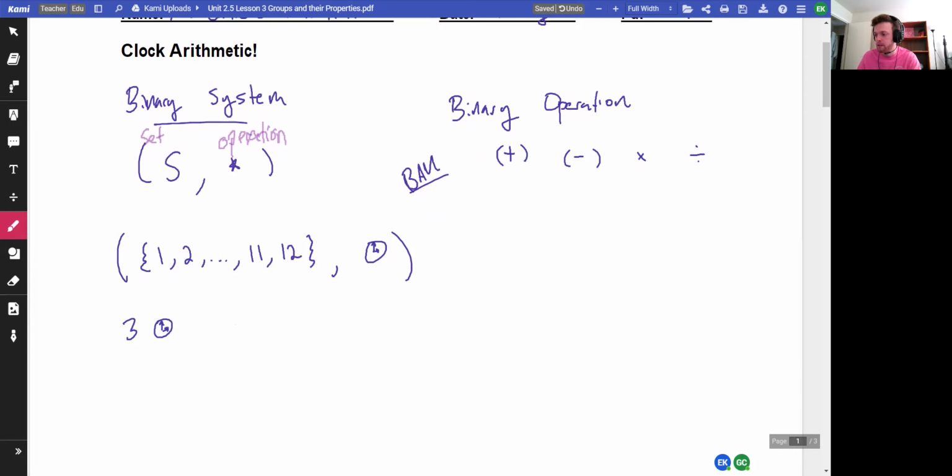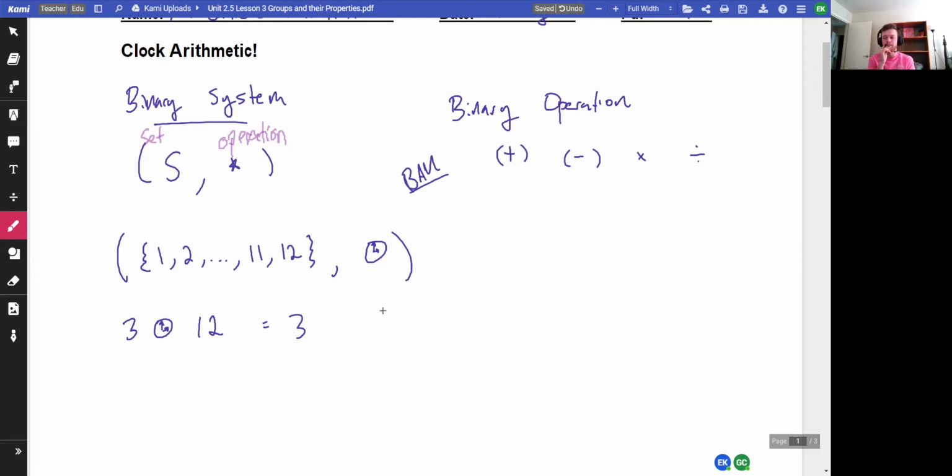My computer lagged a little bit. 3 clock 12. So you start at 3 o'clock, which is over here for me. I'm not sure if that's right for you. And you go 12 on the clock. So if I go forward 12 hours on the clock, what do I get? You get 3 again. Yeah. So 3 clock 12 is 3.